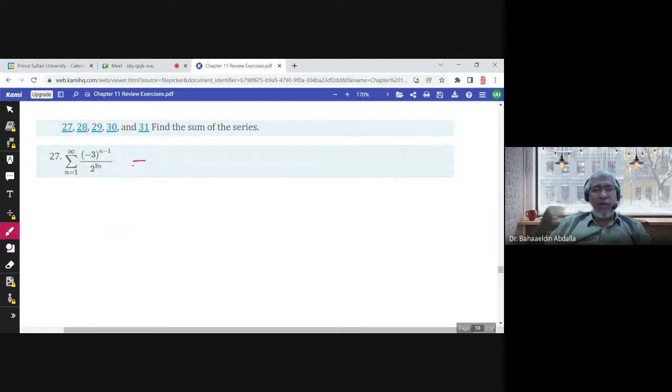So I'll try to write it like this. Here I have negative 3 to the power n minus 1, so that's good with me. I need it to be to the power n minus 1. But here I have 8 to the power n, and I can write it as 8 times 8 to the power n minus 1. So I have summation 1 over 8 times negative 3 over 8 all to the power n minus 1.